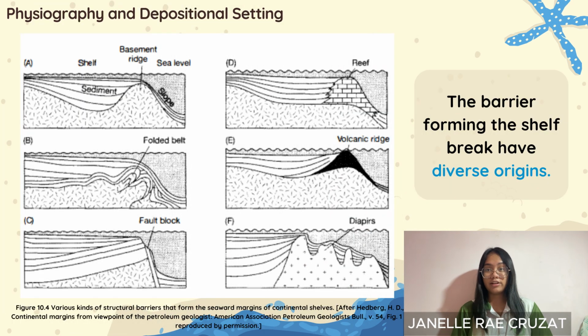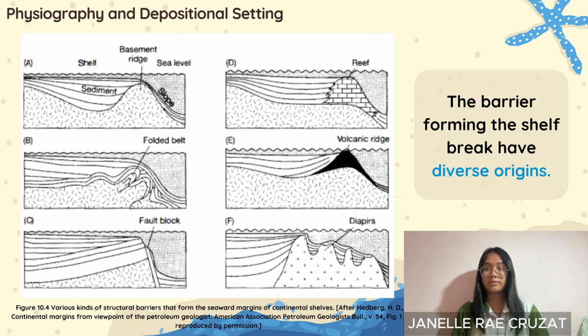Let's dive into the shelf break. So it says here that the barriers forming the shelf break have diverse origins. So these are shown in the image. So firstly, we have basement ridges. So these are submerged mountain ridges that can lift the seafloor, creating a distinct break between the shelf and the slope. Second, we have fold belts.